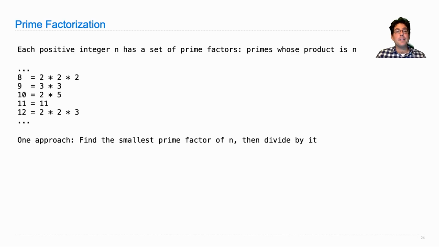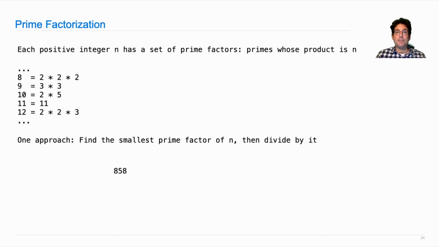How would you find the set of prime numbers that you multiply together to get some n, for any n? Well, here's one approach. It's the one that I learned when I was a kid. Take n, find the smallest prime factor of n, divide by it, and do that again for the number that results by dividing n by this prime factor.